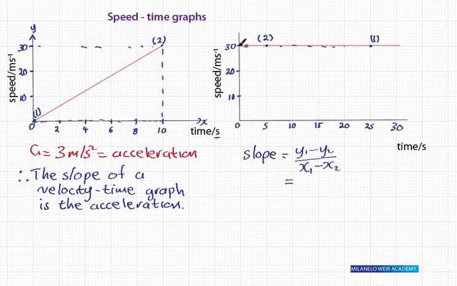Y values on the y-axis, that is 30. Put it in brackets, minus y2, the value of y at point 2. Where is point 2? Here is point 2. What is the value of y here? That is 30 once again, no change at all. And this is in meters per second.